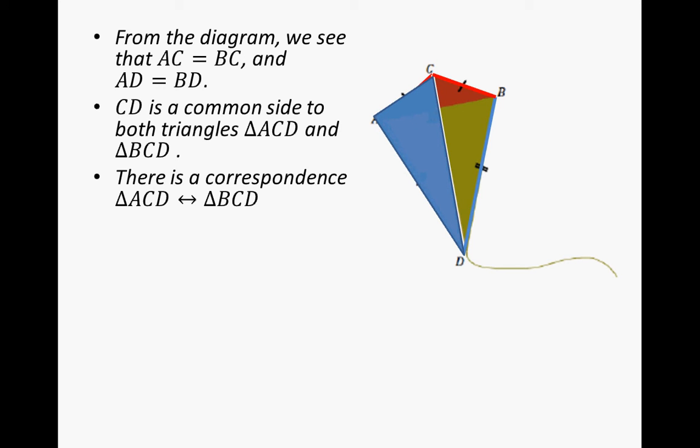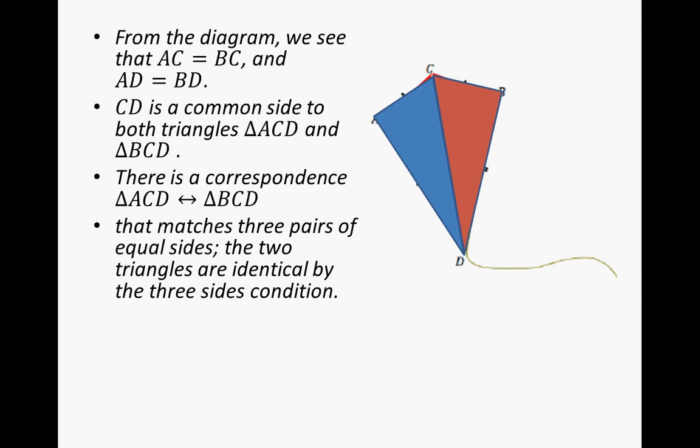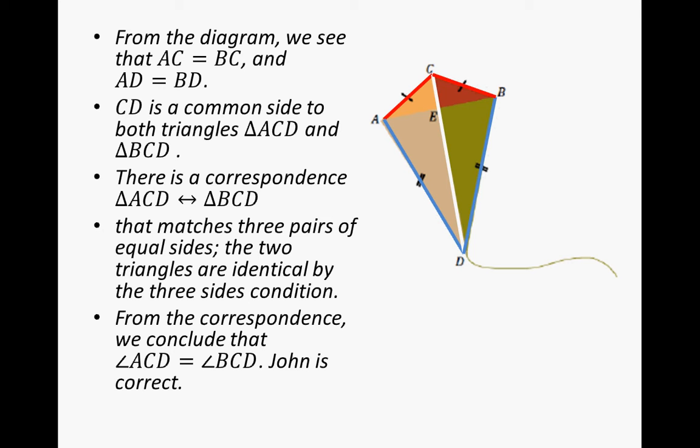So here I've kind of overlapped it with blue and red. So both of these triangles have to be the same based on what? The three sides condition. So that matches three pairs of equal sides. The two triangles are identical by the three sides condition. All right, so let's take that off. So from that correspondence, then we can conclude that ACD, and I've done this in yellow, so the arc for ACD is equal, and here's the yellow arc for BCD, so therefore John is correct.